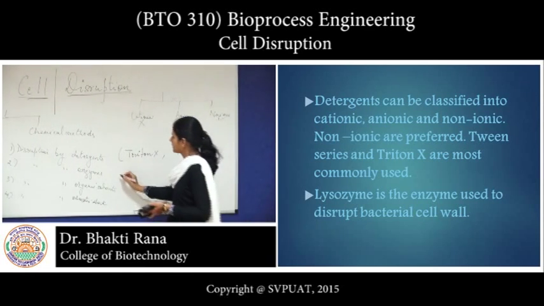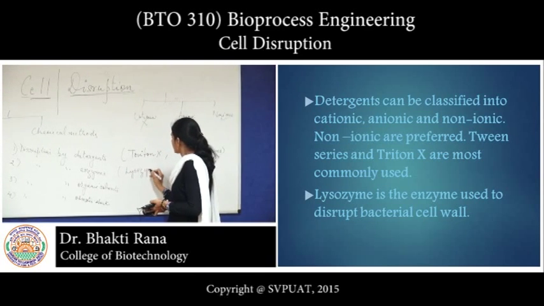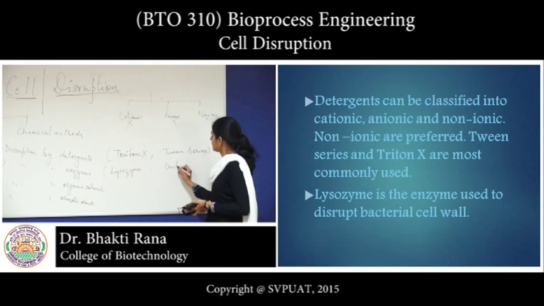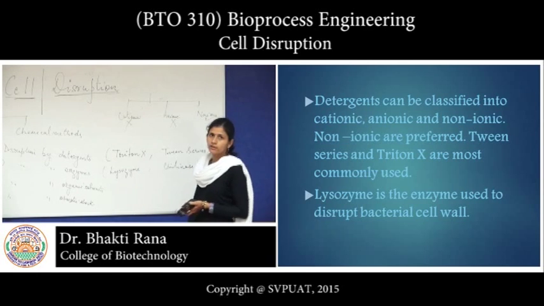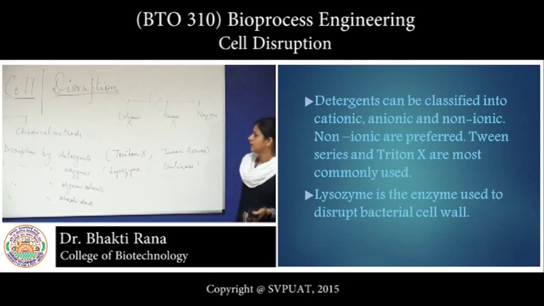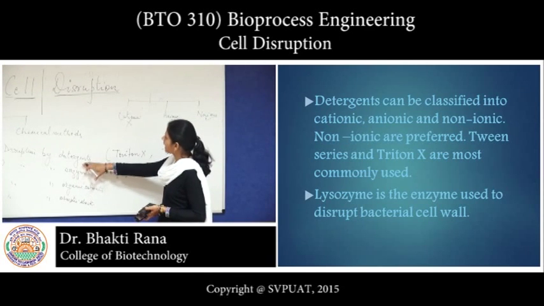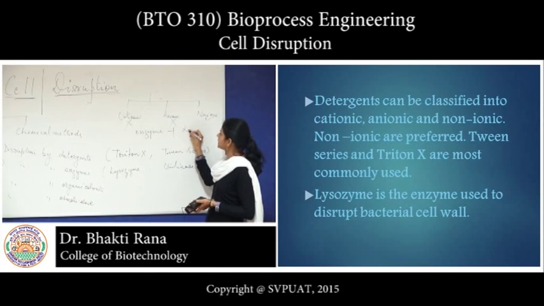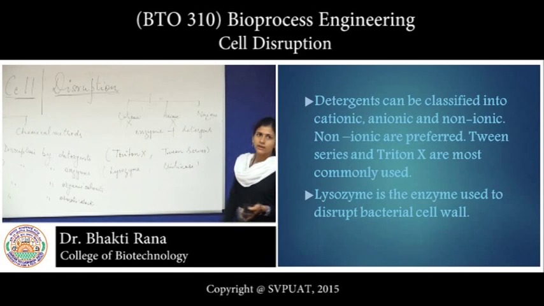Then you have enzymes. Enzymes you can use basically lysozyme. But for the fungal cell wall, we can also use chitinase. And lysozyme, as you already know, is an egg-based enzyme. If you use a combination of enzyme plus detergents, it will be most beneficial because enzyme is going to weaken the cell wall and detergents will disrupt it.